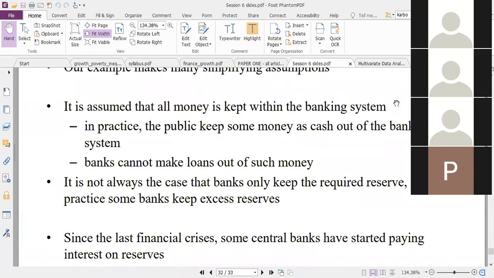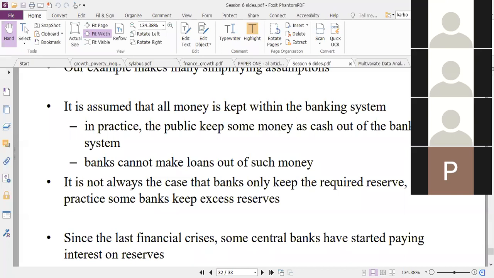Of course, we know in practice that can never happen. Definitely someone will come and borrow and go and do business with it, but we want to place this under certain restrictions on how the commercial bank would be able to make money. So banks cannot make loans out of such money. We keep the reserve.